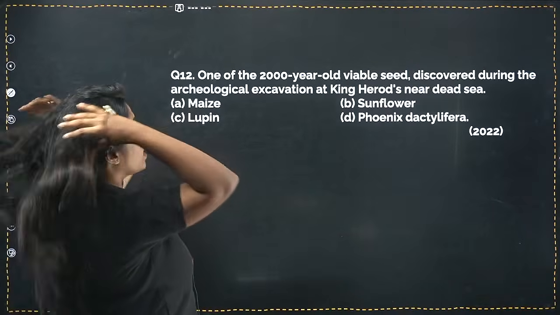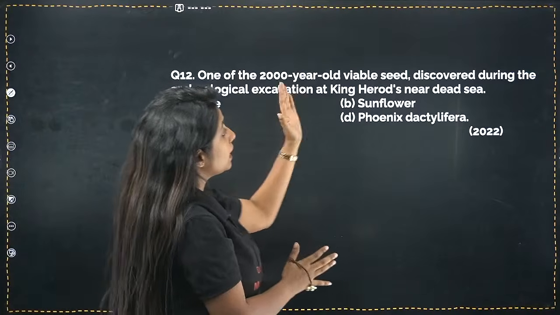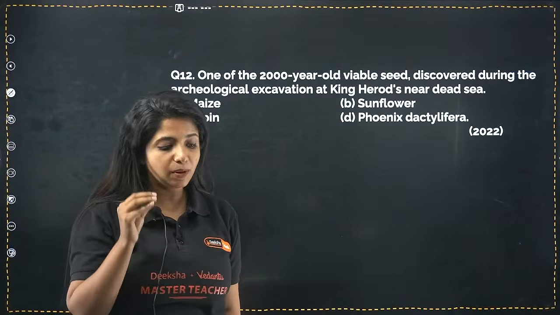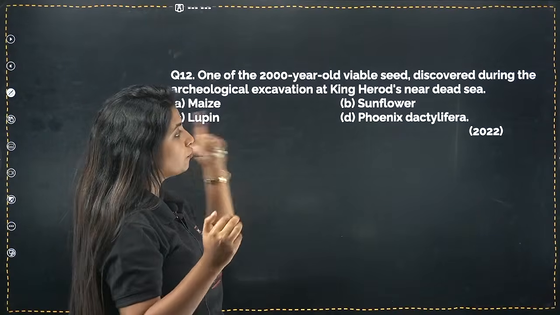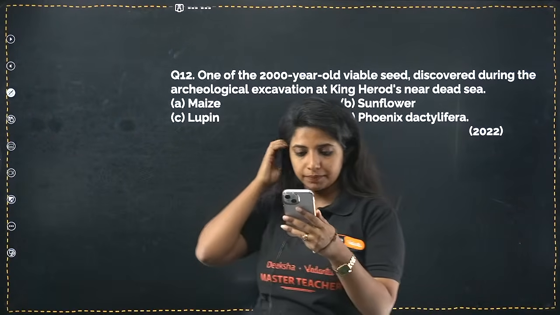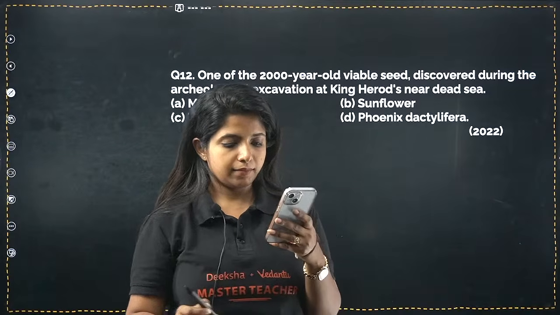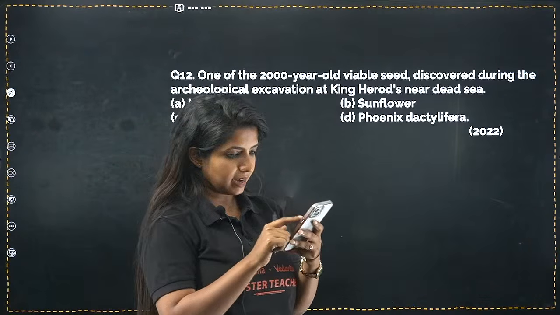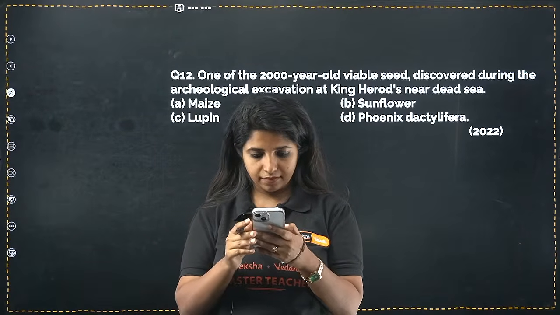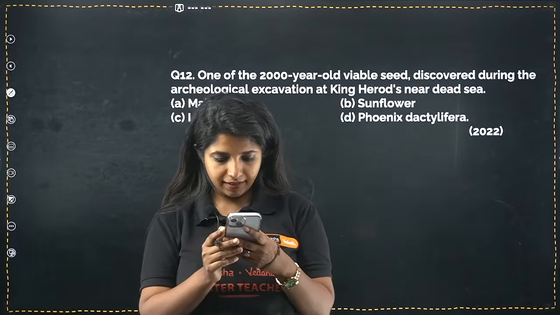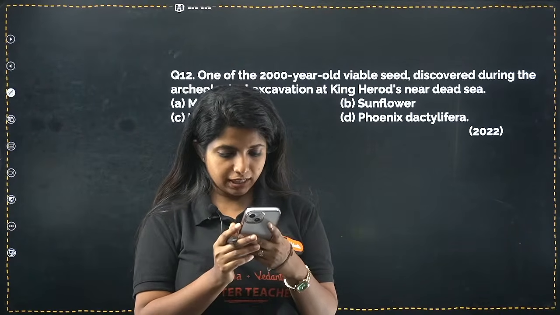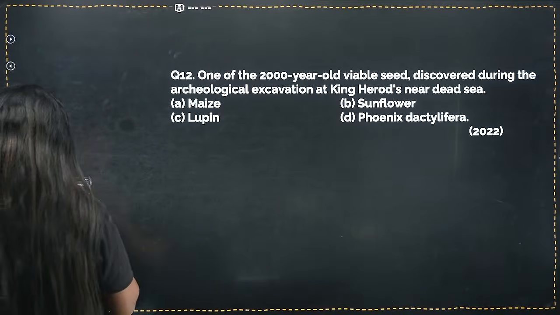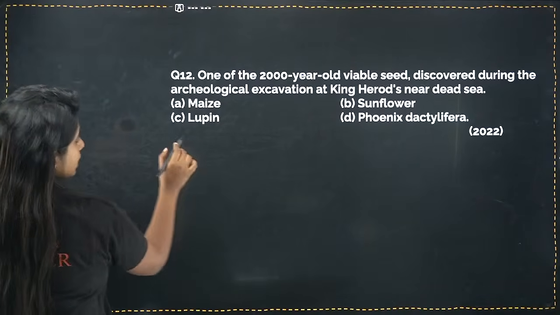One of the 2,000-year-old viable seeds discovered during the archaeological excavation at King Herod's palace near the Dead Sea was. So the 2,000-year-old viable seed belonged to which particular plant? Maize, sunflower, lupin, or Phoenix dactylifera? What do you think is the answer for this particular question? D. Sanjeevani says D, Swami says D, everyone says the answer is going to be D. D is going to be Phoenix dactylifera.